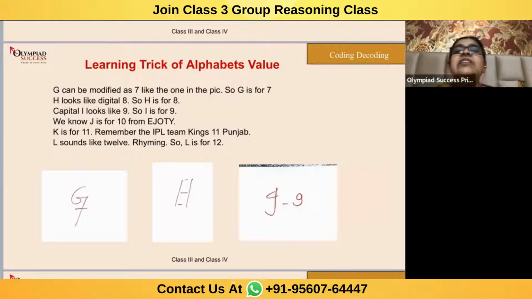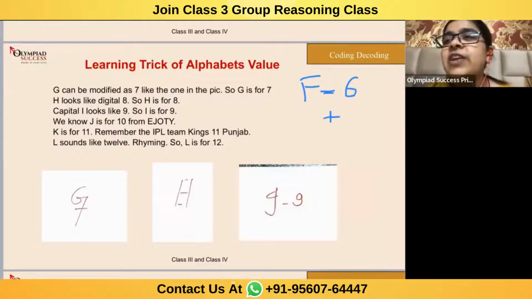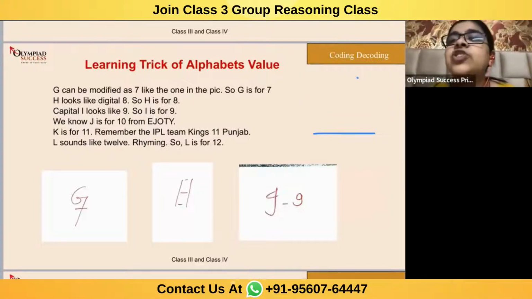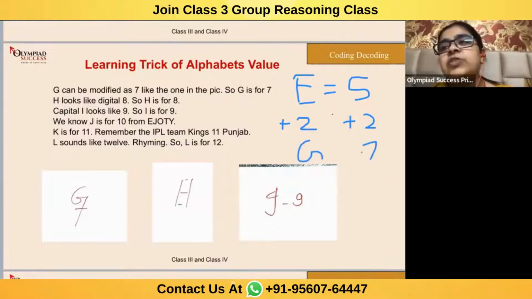Now, there are various other ways to remember the place value of G. If you remember that F is 6, then you very well know that F plus 1 gives us G. So 6 plus 1 will give us 7. Similarly, if you remember that E is 5, you know that E plus 2 is G, and 5 plus 2 is 7. So you can relate it in any way possible.